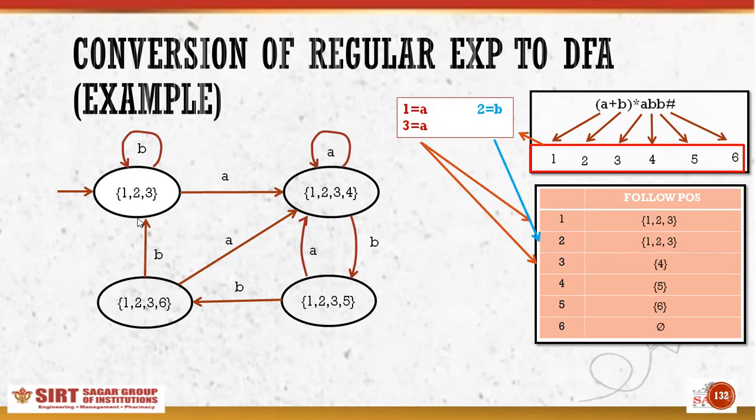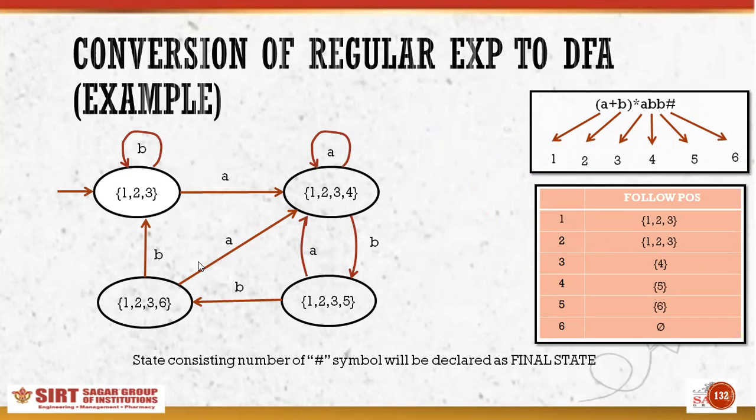Now I have no new states, so I will stop here and decide the final state in my machine. The state which contains the hash, that is 6, will be our final state. So I have made it the final state. Now this is the DFA, the finite state machine which we have got from the regular expression given in the question. So this is the complete process of converting a regular expression into a DFA.